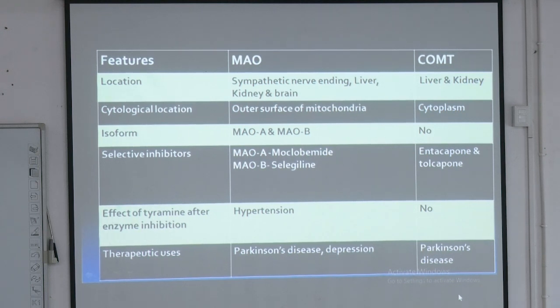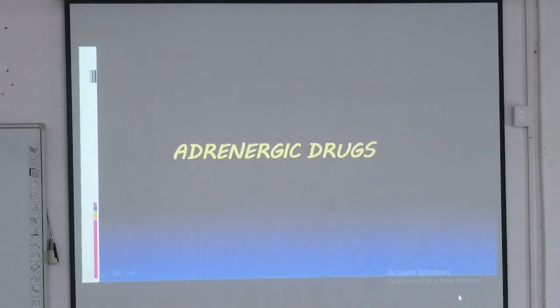And you can see here the selective inhibitors of COMT, there are two drugs, entacapone and tolcapone. So they are used in Parkinson's disease, while MAO inhibitors are used in depression and can also be used in Parkinson's disease. So that is all about the differentiation and the important clinical part of these two enzymes.